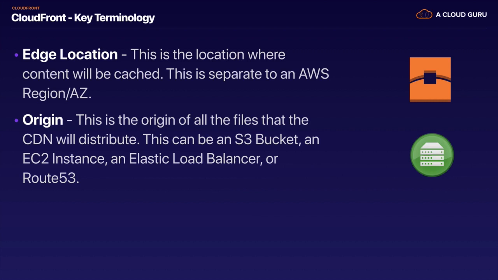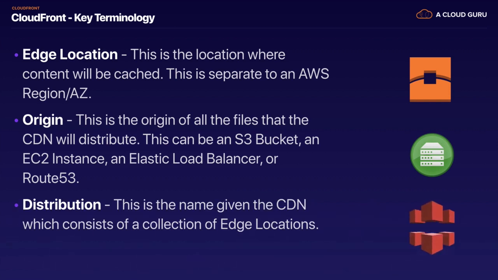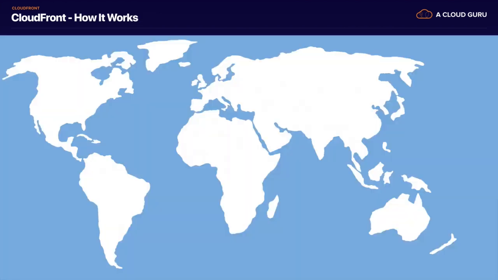An origin is the origin of all the files that the CDN will distribute. This could be an S3 bucket, an EC2 instance, an elastic load balancer, or even Route 53. In the next lecture, we're going to use an S3 bucket as our origin. And then finally, we have our distributions. This is the name that's given to the CDN, which is essentially a collection of edge locations. We're going to create a distribution in the next lecture.